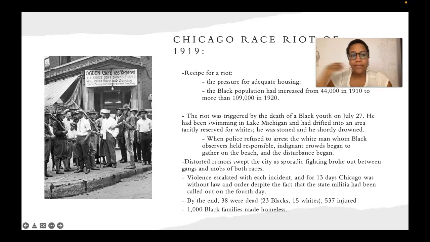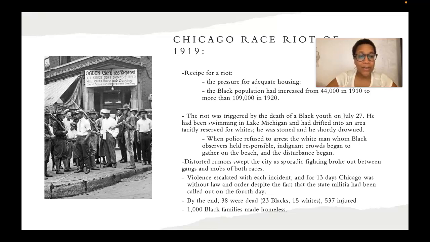We're going to talk about 3 of these riots, the first of which is the Chicago Race Riot of 1919. Then we will also talk about the Elaine Massacre that took place in the same year, and then we'll talk about Rosewood.